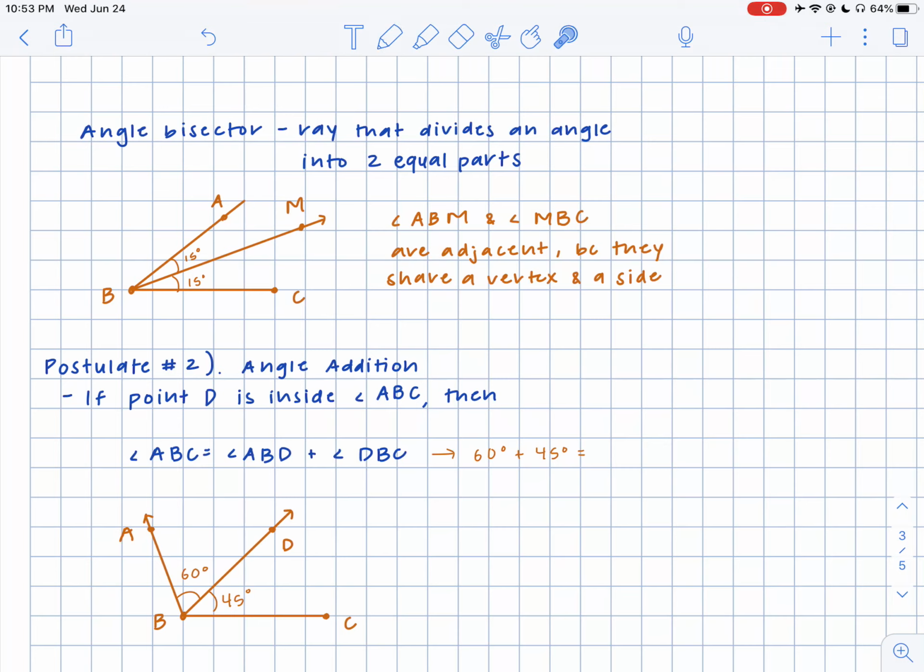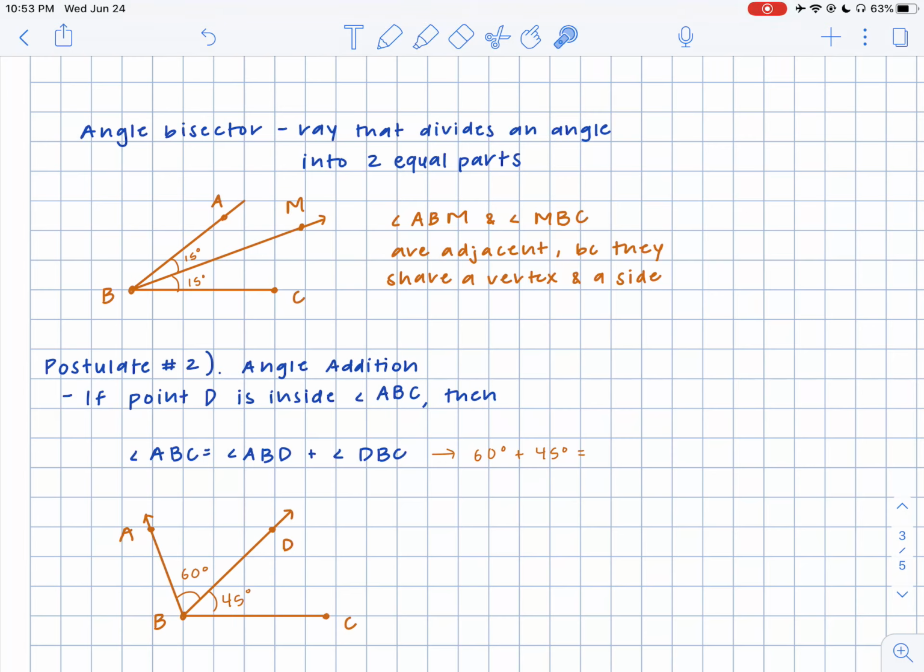So now we're going to talk about an angle bisector. An angle bisector is a ray that divides an angle into two equal parts. In this case, the ray would be BM. Remember, rays have one endpoint, and on the other side, they continue infinitely. So this is our angle bisector, and it divides an angle into two equal parts. Our angle in this case would be ABC, so this entire angle, and it would divide it into two equal parts, which are angle ABM and angle MBC.